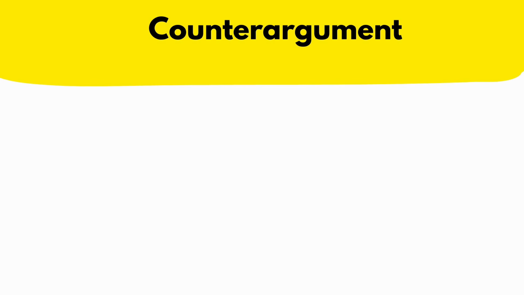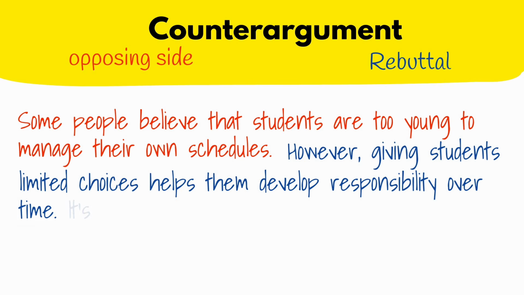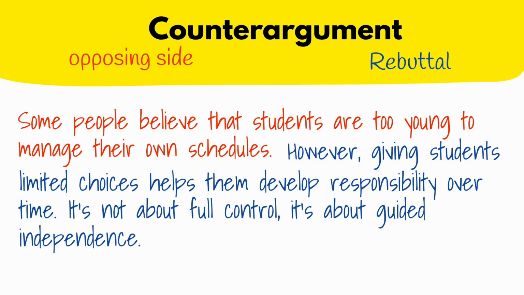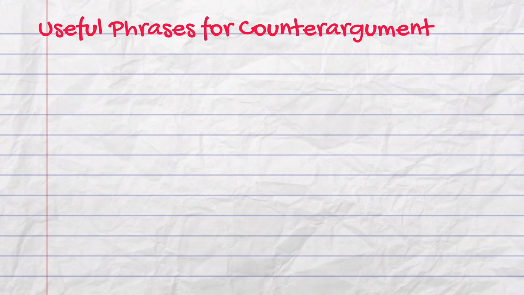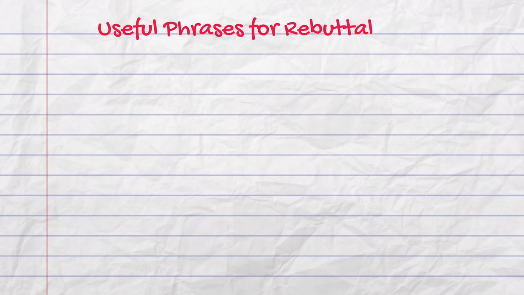Counter-argument and rebuttal. In a strong argumentative essay, you also show that you understand the opposing side, and that is called counter-argument, and then explain why your point is stronger, and that is the rebuttal. Take a look at this example. The first sentence shows you understand what others might say, and the second sentence is your rebuttal. It explains why your opinion still makes more sense. And here are some useful phrases to introduce the other side and other phrases to respond.